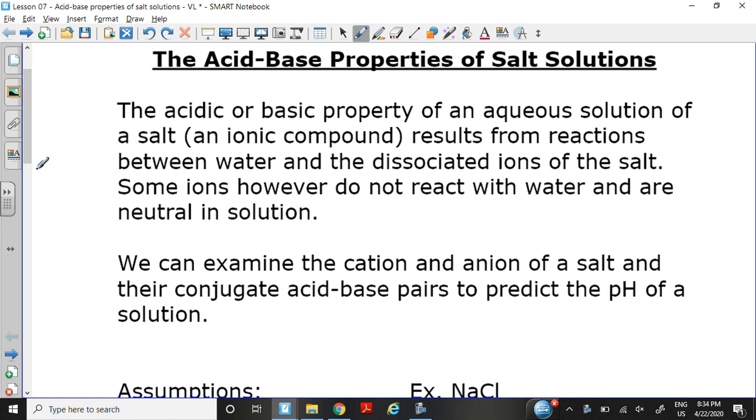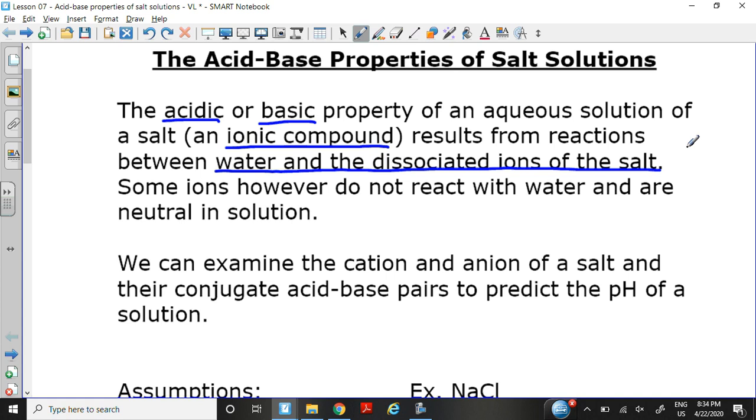So deciding whether something is acidic or basic when it's dissolved in water, especially when it comes to ionic compounds, comes right down to, does a reaction actually occur between water and the dissociated ions of the salt? Do they interact and change the pH, or do they not interact and stay neutral?